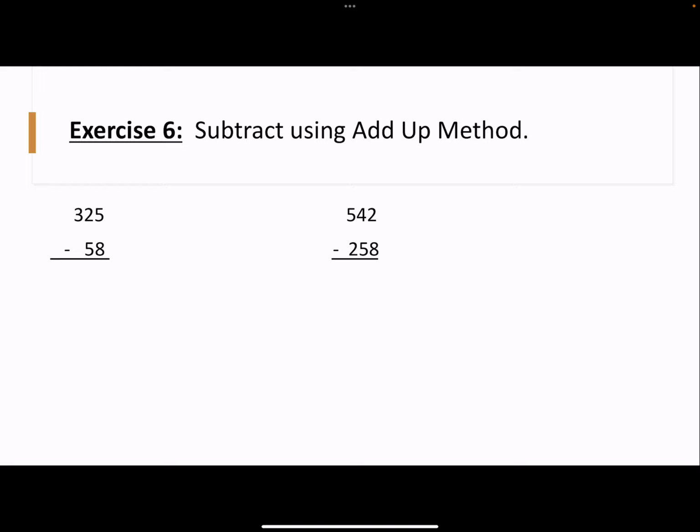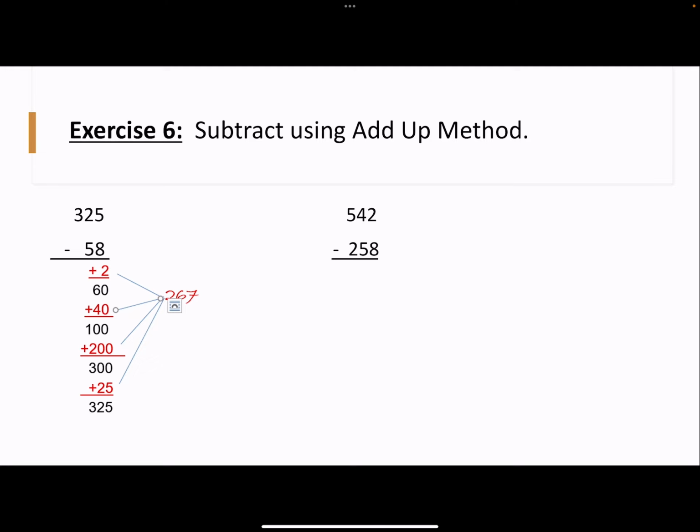So what I'm going to do is take the smaller number, 58, and try to add it up. So I'm going to add 2 to get to 60. Now I'm at 60, so I chose to add 40 because it's real easy to get to 100. Now remember, I'm trying to count up to 325. That's my goal. So I'm at 100, I added 200 more to make it 300, and then to get to my starting point of 325, I added 25 more.